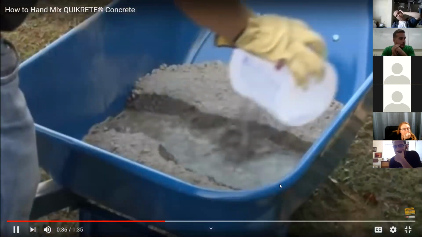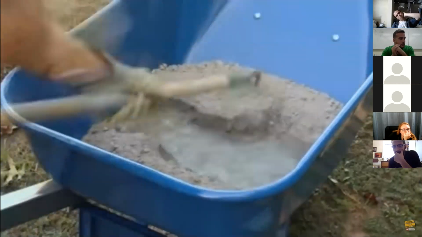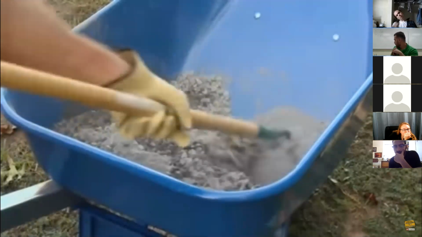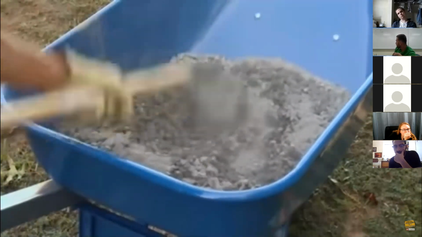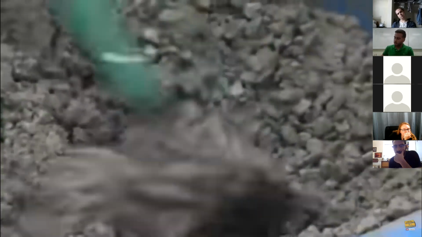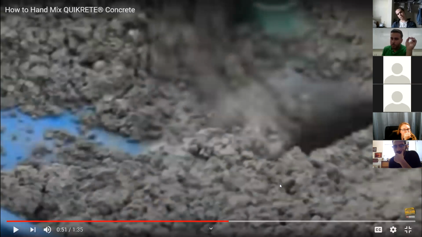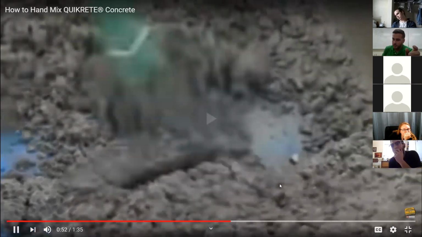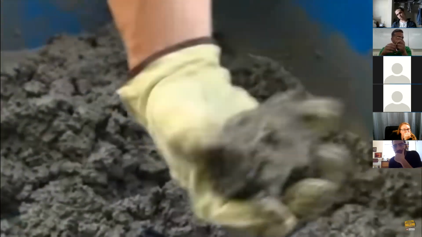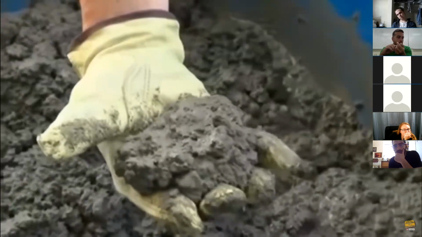Pour approximately 2/3 of the water into the depression. Work the mix with a hoe, gradually adding water until the mix reaches a uniform, workable consistency. When mixing concrete, it is important to know the more water that is added to the mix, the weaker it becomes. The more water you add into the concrete, the weaker it gets, unless you use plasticizer. An extra quart of water per 80-pound bag can reduce the strength of the concrete by up to 40%.